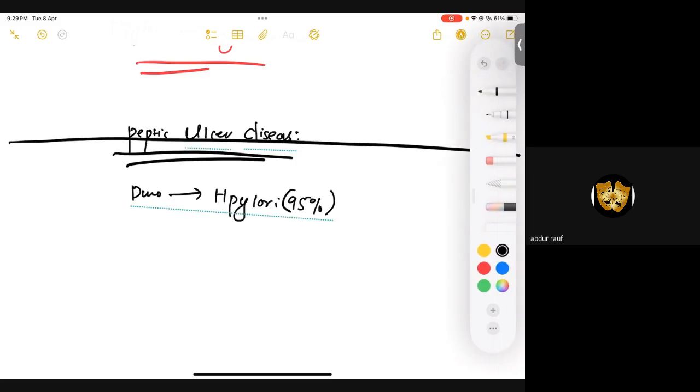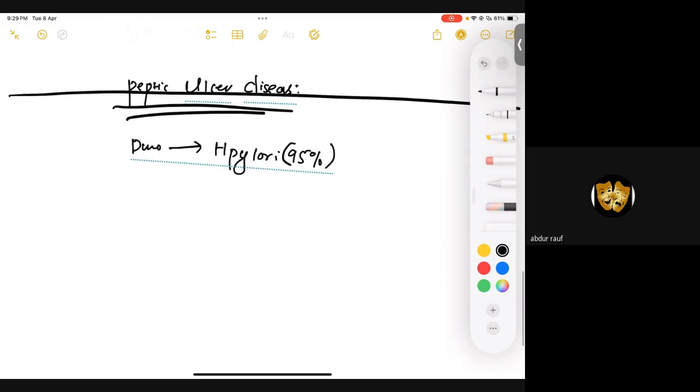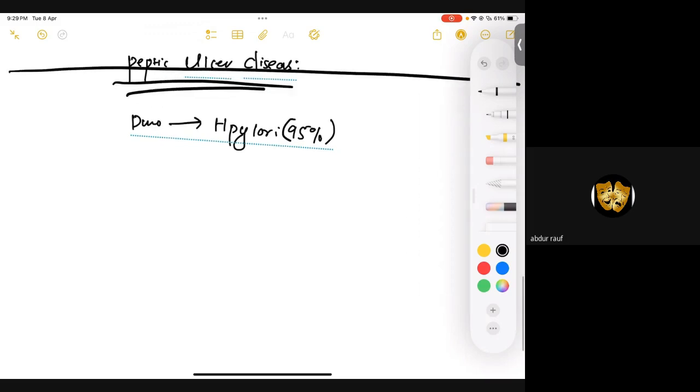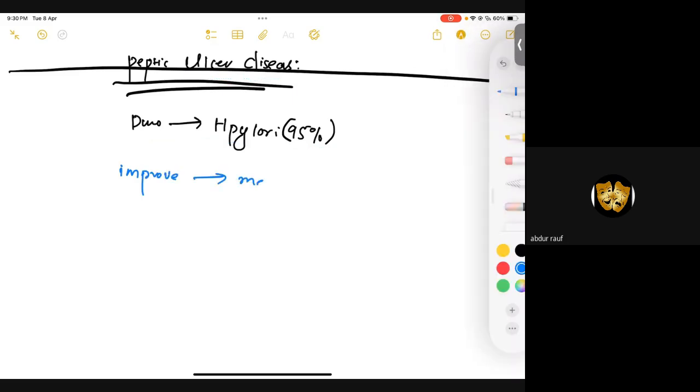Okay, Zollinger-Ellison syndrome. It can also increase the level of gastrin, and increased HCl can further cause ulceration. We already know that as well, right? Okay. So basically we have duodenal ulcer. So you guys are going to be telling me, for example, if I have an individual with peptic ulcer disease, that is duodenal ulcers, if this individual is taking some meals, what do you think? Will the pain be improved or worse? It will improve. Okay. So with food, pain is going to be improved with meals.